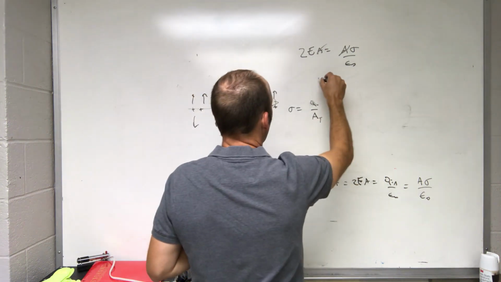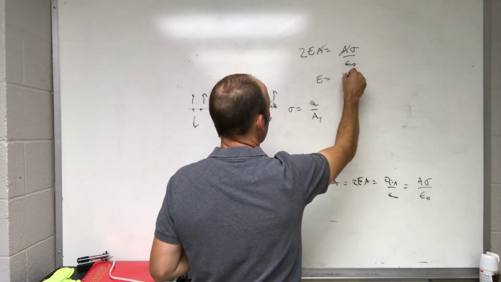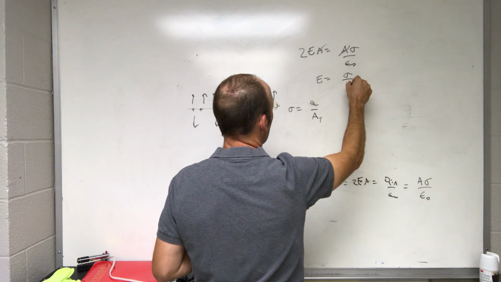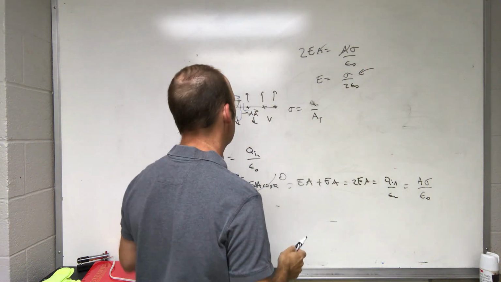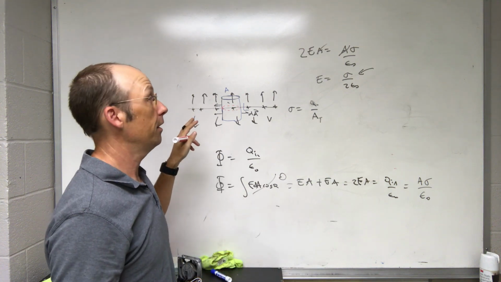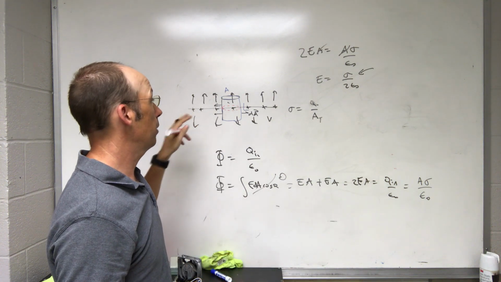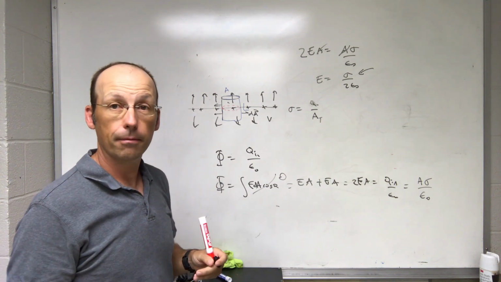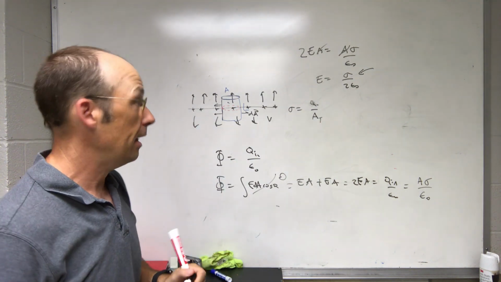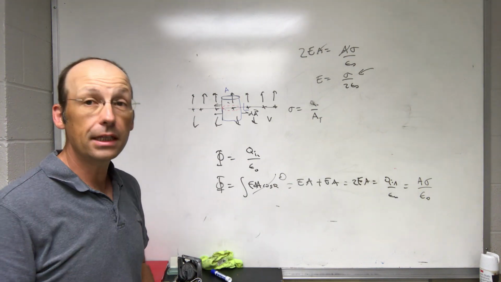So for E, I get E equals sigma over 2 epsilon naught. And you're going to need to calculate that sigma based on the size of the plate and the charge.